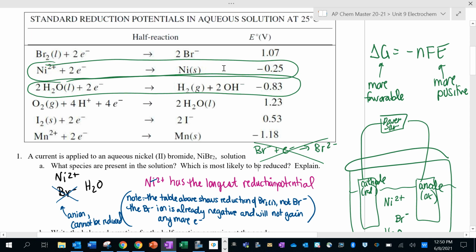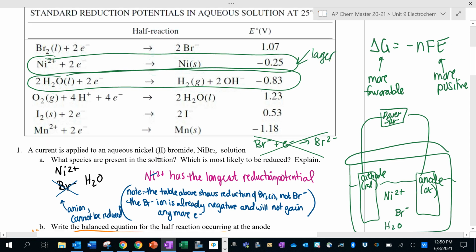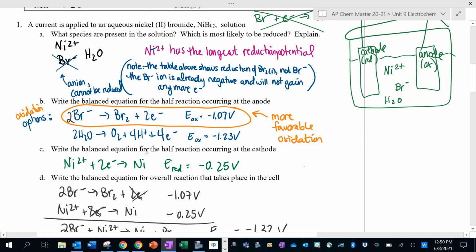So we're trying to figure out who's going to be reduced. We're comparing the nickel ion, which is the cation, and water. If we compare these two, it looks like the nickel ion has a larger voltage. Negative 0.25 is greater than negative 0.83. So my nickel is going to be reduced, and that's going to be the reduction half reaction.